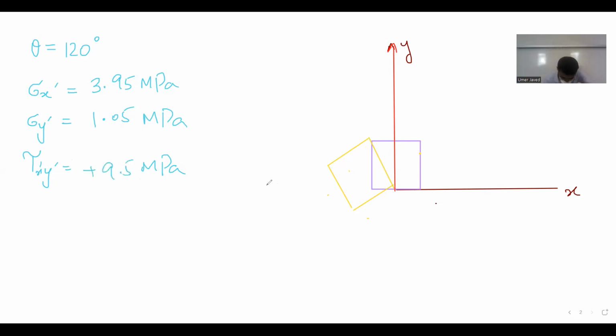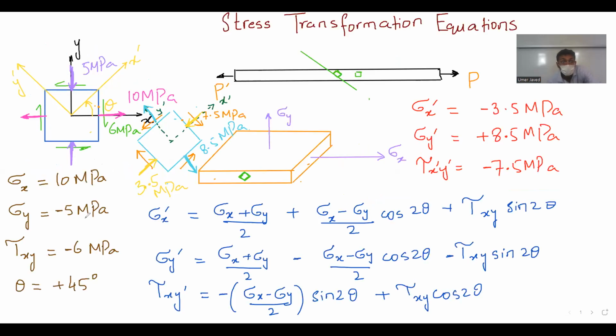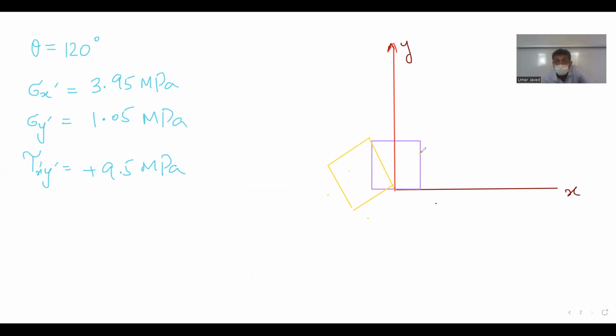Okay, now let's play this little game. Can anyone double check the tau x prime y prime, by the way? No, I double checked. Sorry, I double checked. So my original question had a value of tau xy minus 6 megapascal. So let me mark this. Now this one will become this one, right?